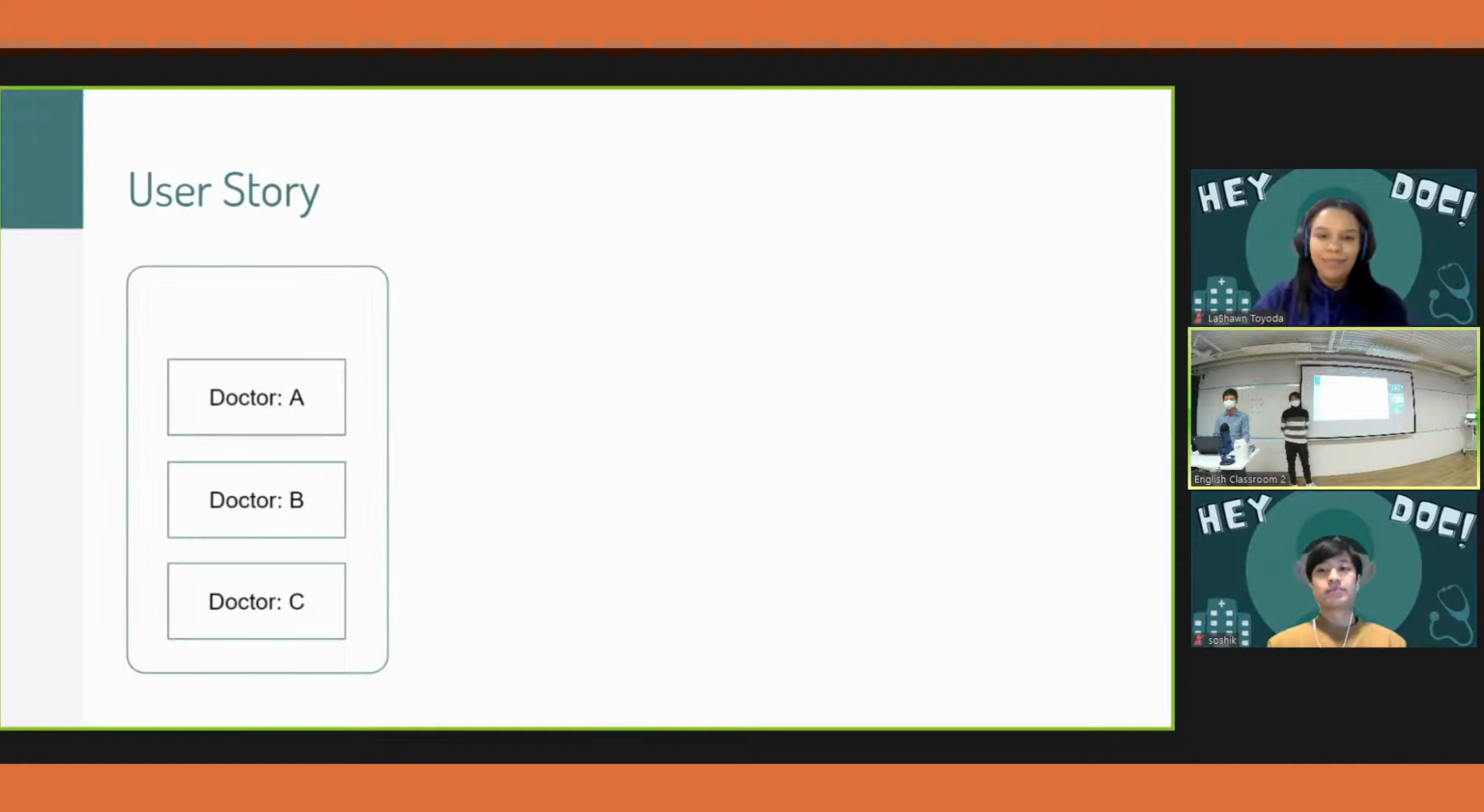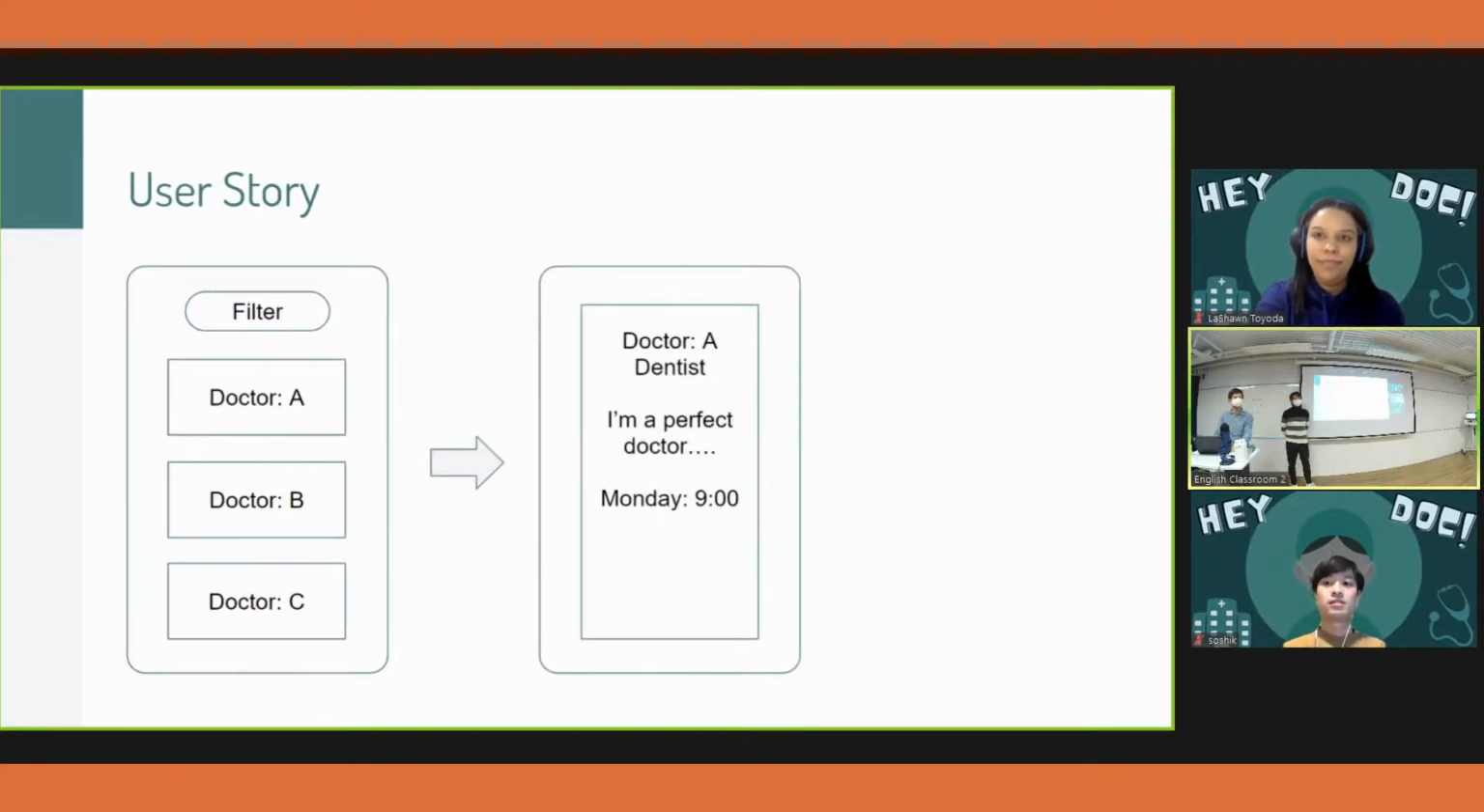So first, she's going to look at the doctor's list so that she can choose one nice doctor. In there, she can filter the doctors by specialty and availability. After choosing one doctor, she can look at the detailed information of the doctor. For example, specialty, like dentist, or a description, like I'm a perfect doctor, blah, blah, blah. And also the availability, like Monday, 9 o'clock.